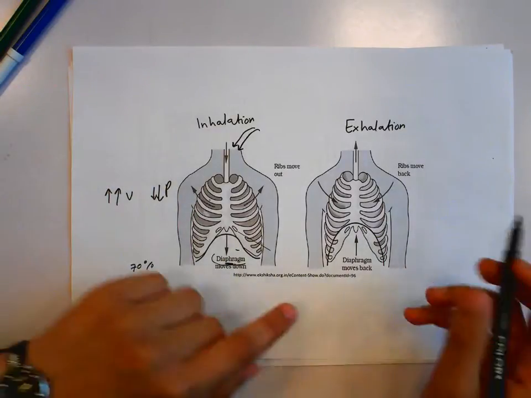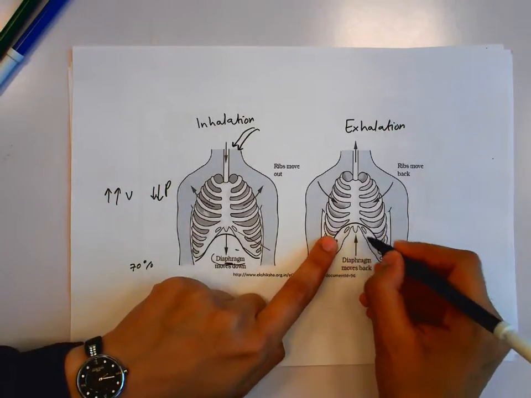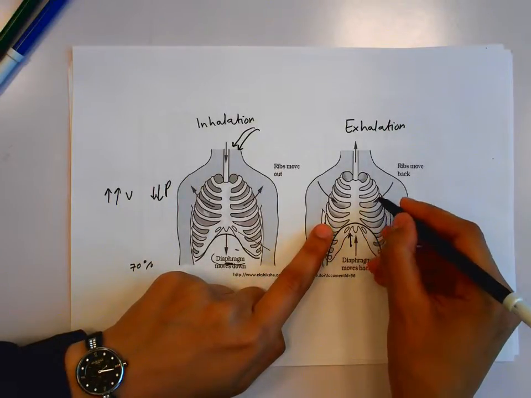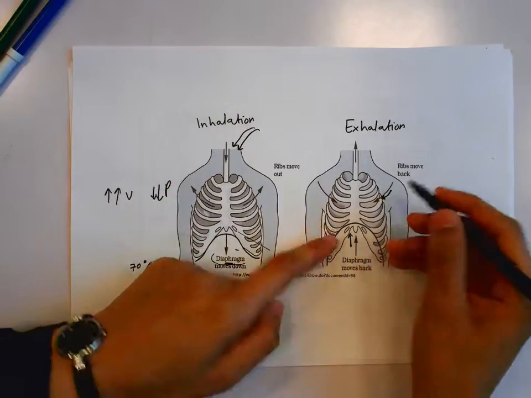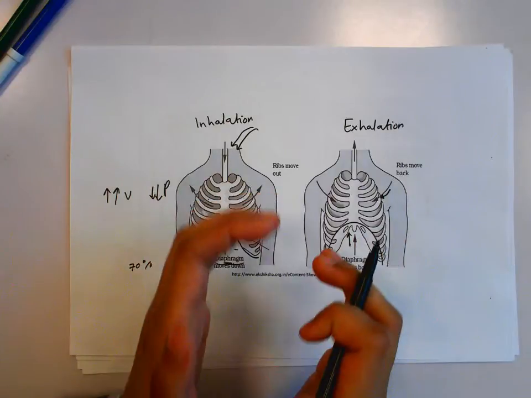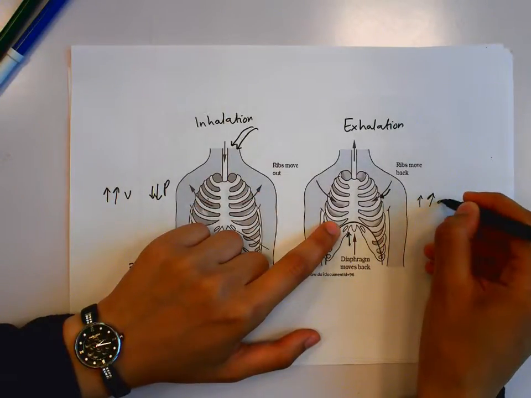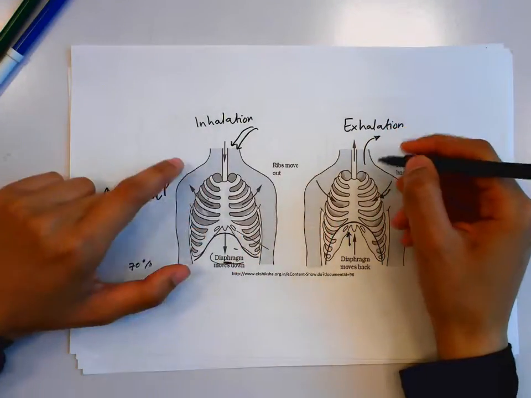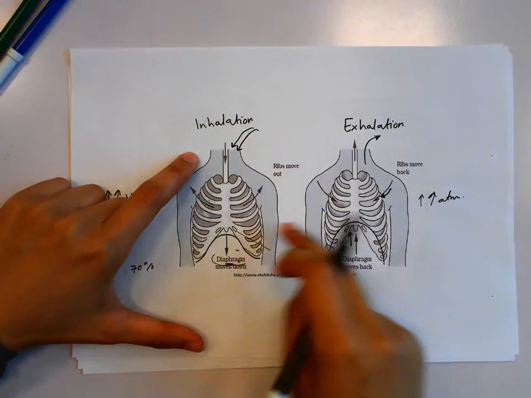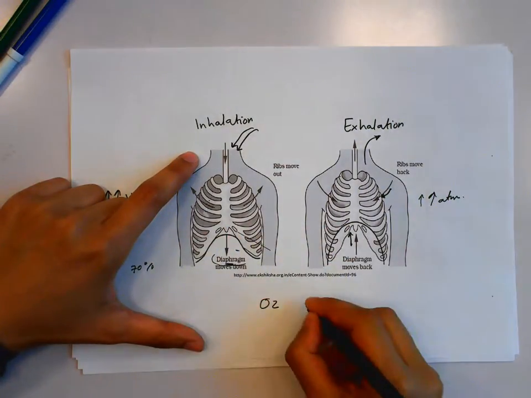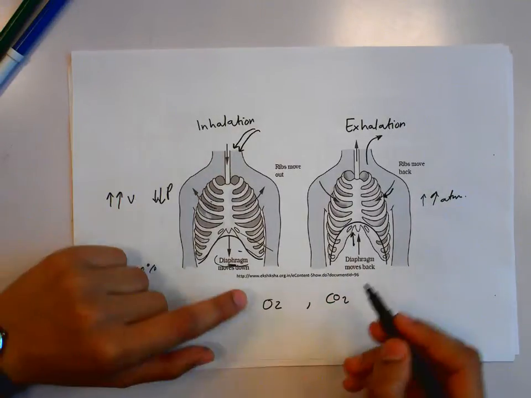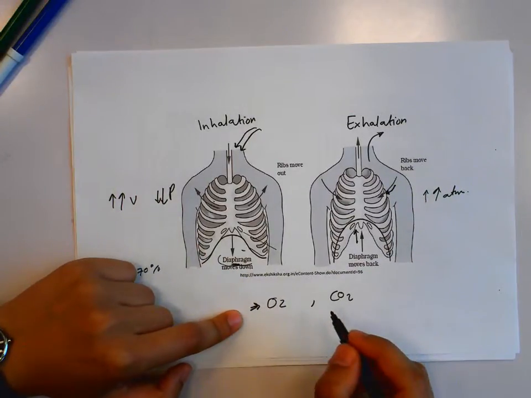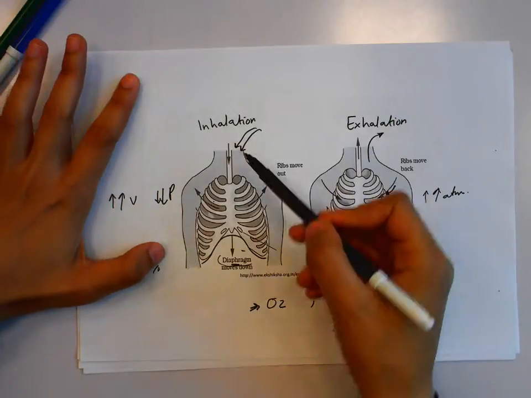Exhalation is the opposite. The diaphragm relaxes, so it moves back to its normal position, upward, and the same intercostal muscles relax, so the ribs move inward, so the volume of your thorax decreases and the pressure increases more than the atmospheric pressure. So the air goes out from your lungs. Between these two processes, you got what you need of oxygen, and you get out the CO2 that you do not need. This gas exchange will be explained in a separate video.